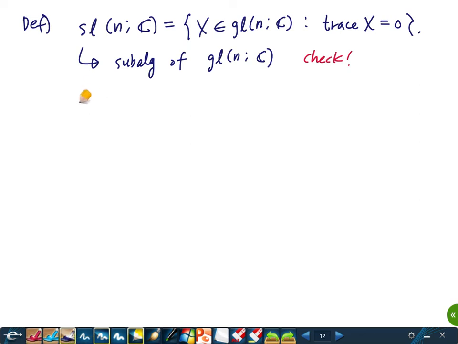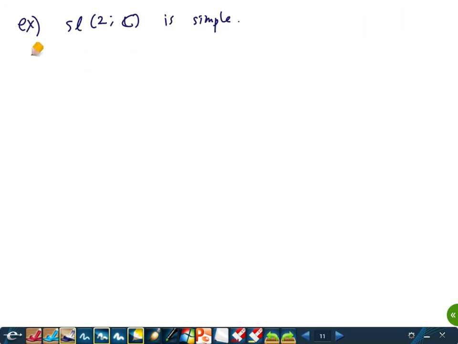Anyway, this is called the special linear algebra. So we will see this very often. This is an important example of a Lie algebra. Okay, so now let's go back to this example. So let's prove this.